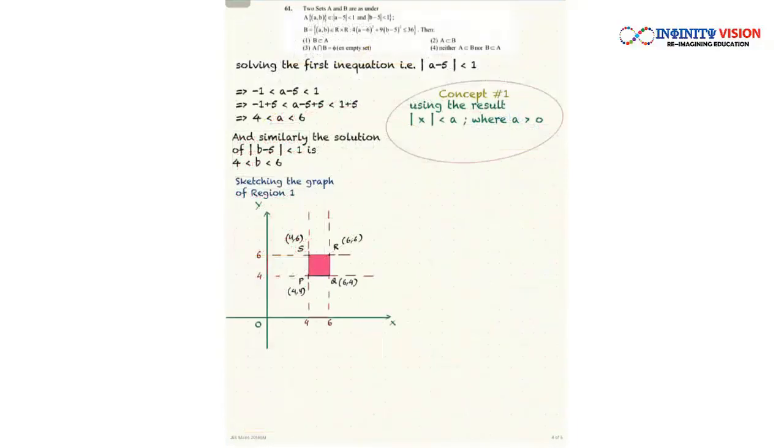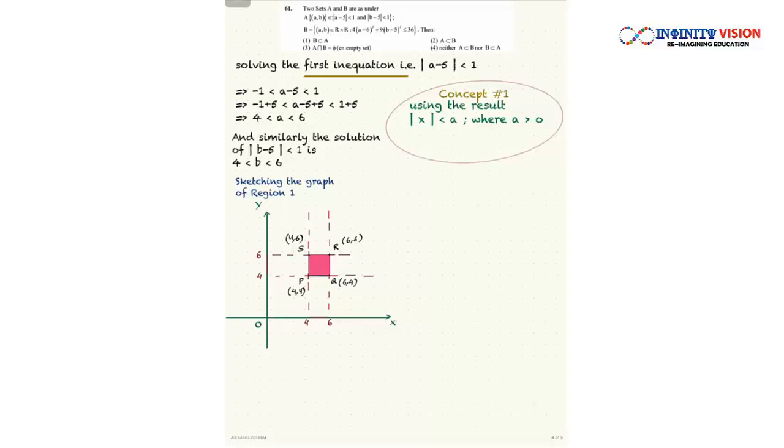This is the second part of our analysis. Here we are going to discuss the detailed solution, which means organizing the information given and connecting the bridge from information given to information asked. So solving the first inequation, that is mod a minus 5 is less than 1. Now for solving this inequation, we'll be using the concept that mod x is less than a, where a is greater than 0. We'll be discussing this concept in our third part of analysis.